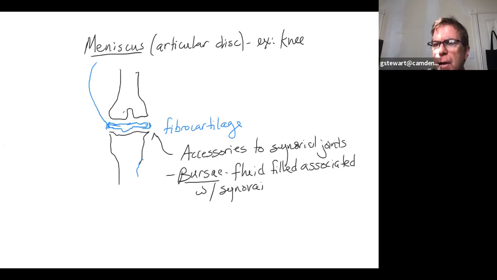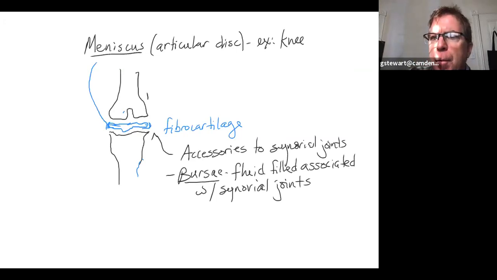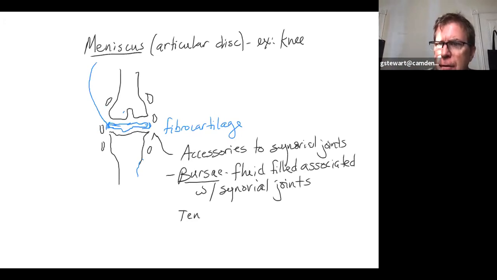Oops, trying to spell too fast gets me into trouble. So in my knee example here, there are bursa, little fluid-filled sacs. They're technically not considered part of the synovial joint itself. They're filled with a fluid that's very similar to synovial fluid. There are also things called tendon sheaths, which are basically elongated bursa, tube-like bursa.